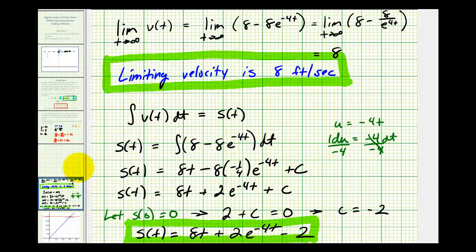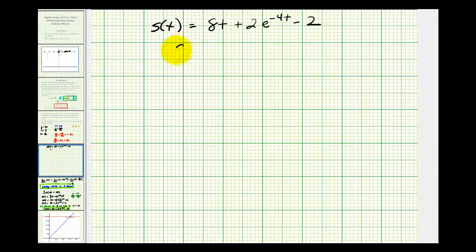So to determine how long it's going to take for this object to hit the ground, we're going to set our position function equal to 2,500 and then solve for t. So we want to solve the equation 8t plus 2 times e to the -4t minus 2 equals 2,500. Now solving this equation would not be easy. It would actually take trial and error by hand. So what we're going to do is solve this graphically.